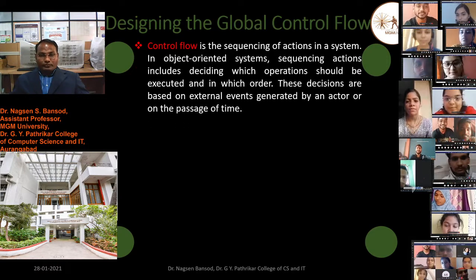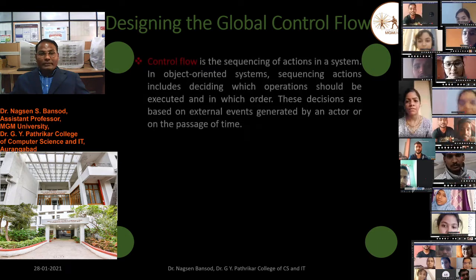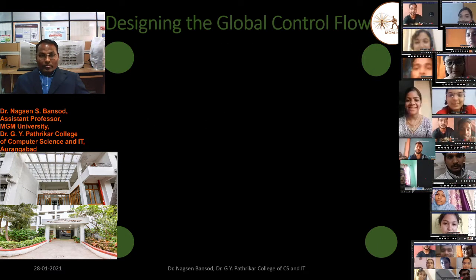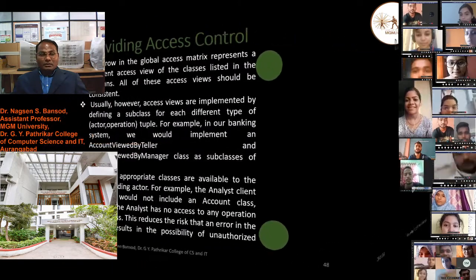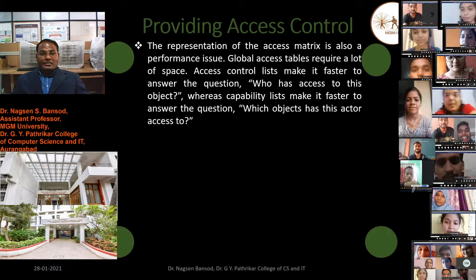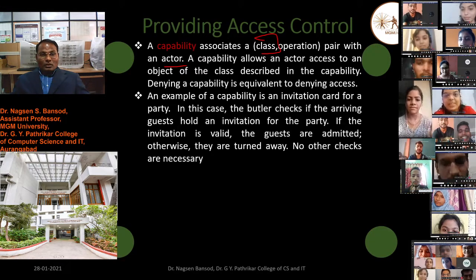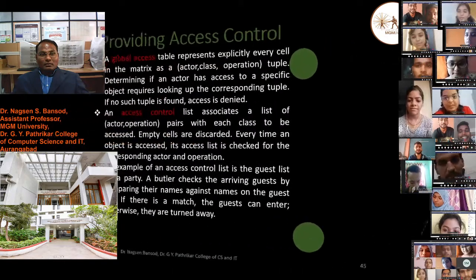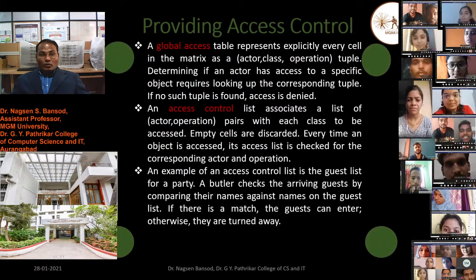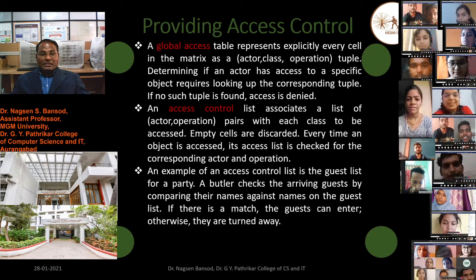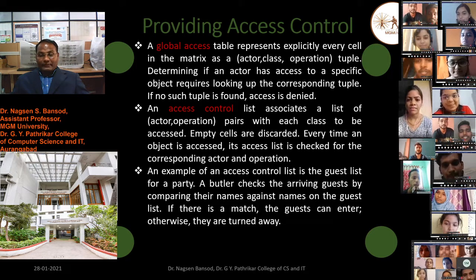Next is control flow. In the next lecture we will see designing the global control flow. There are three options for providing access control: one is capability, then access control list, and global access table. In the next lecture we will see the global access table in detail.